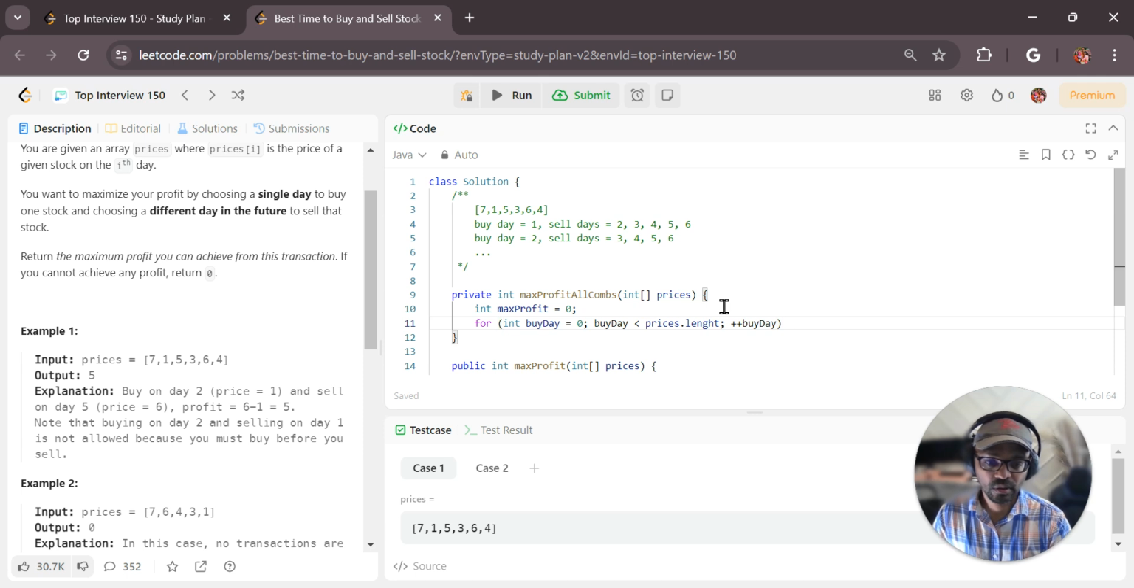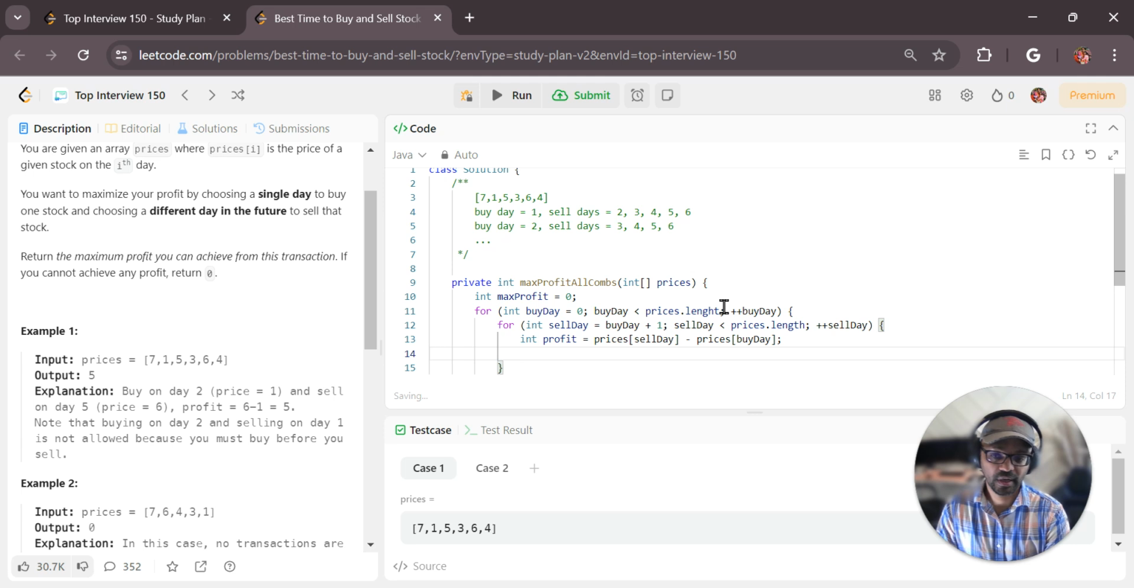And then we have a nested loop for each buy day. We want to consider multiple sell days. So we have a nested loop of sell day. And remember, the sell day can only start from the day after the buy day. So buy day plus 1, sell day is less than prices.length, plus sell day increment. And then for that, we calculate the profit: prices[sellDay] minus prices[buyDay]. So that would give us the profit for that combination. And if that profit is bigger than max profit, we just update max profit.